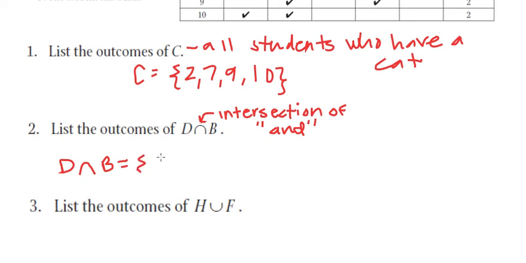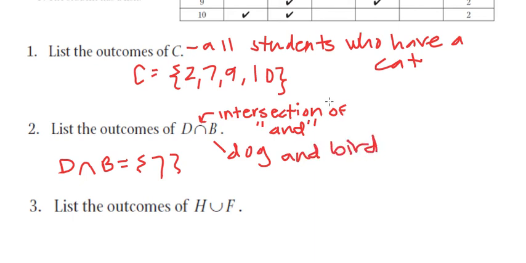So when you look at your table, you go to where the dog is. You see that student 2 has a dog but not a bird. Student 4 has a dog but not a bird. Student 7 has a dog and a bird. And that's it. So the only one that would fit that outcome there is student 7. So that symbol there means and. So this means dog and bird.